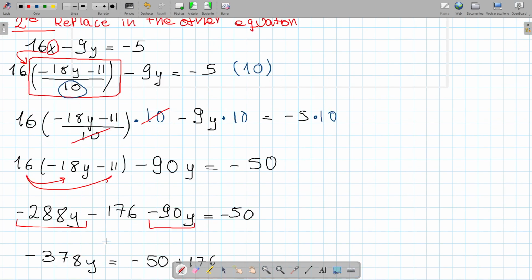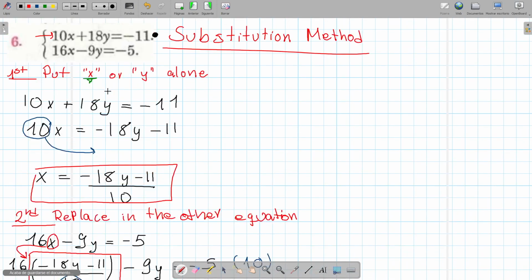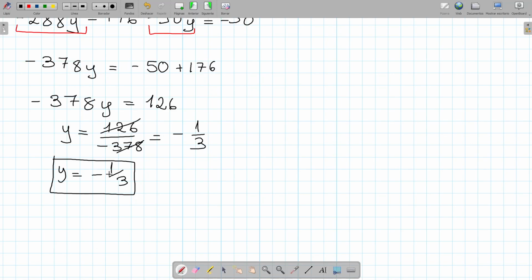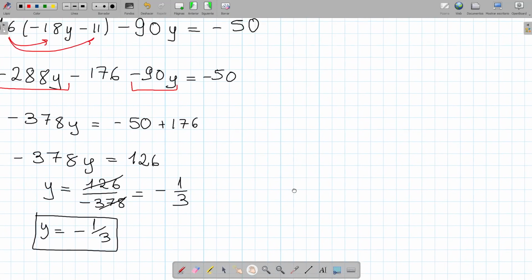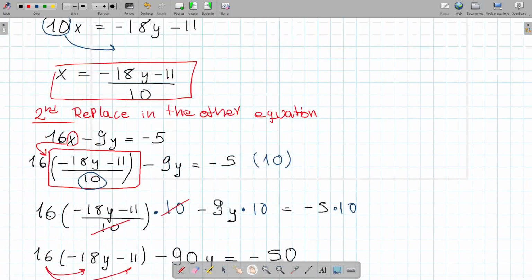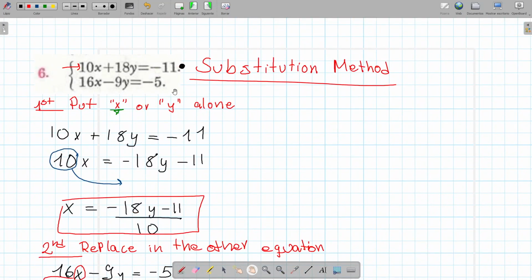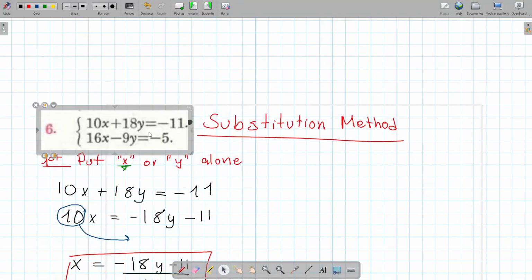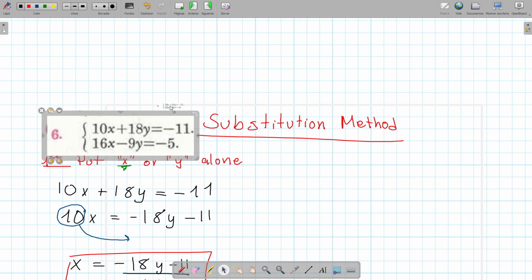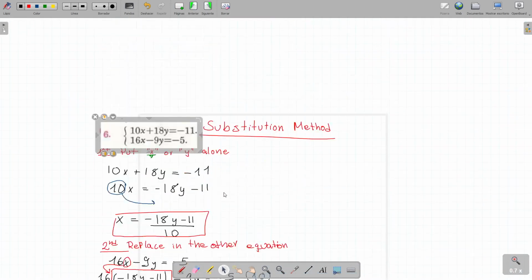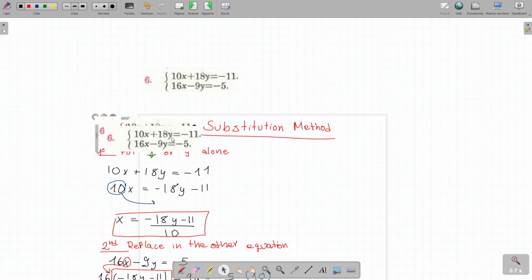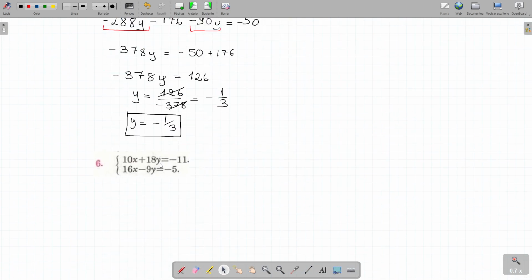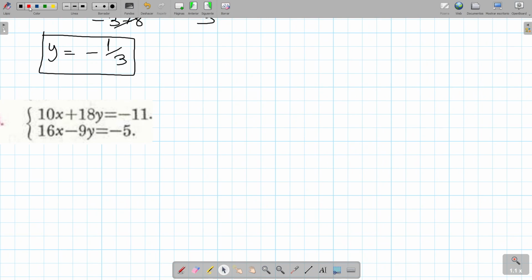Now, to find the other value in the system of equations, I have to replace this value in one of the two equations. I can choose whichever equation I want. For example, I will copy and paste and choose the first one.